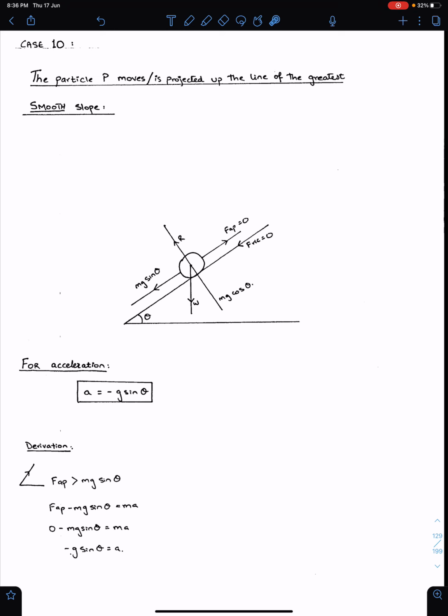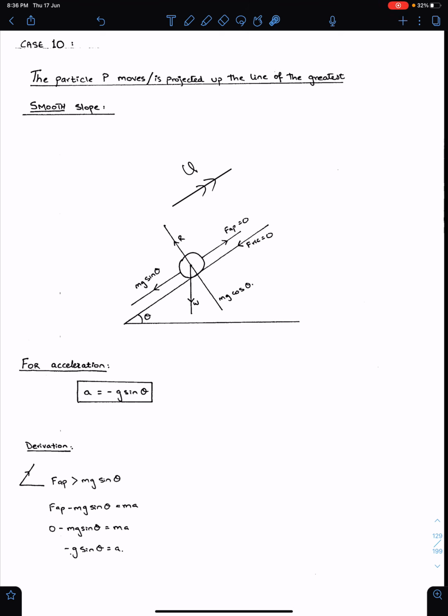Case 10. The particle P moves or is projected up the line of greatest smooth slope. Now this is very important. Smooth means no friction. So projected up means applied force is zero. Whenever it says moves up or projected up, it means applied force is zero. Smooth slope means no friction. And the particle is projected up the slope with initial velocity u.